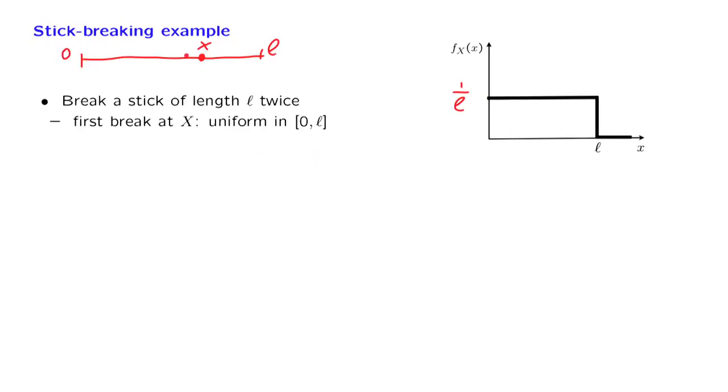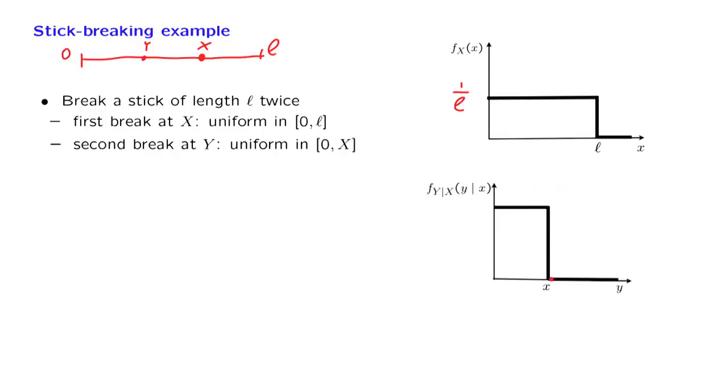Then we take the piece of the stick that we are left with, which has length x, and we break it at a random location, which we call y, and we assume that this location y is uniformly distributed over the length of the stick that we were left with. What does this assumption mean? It means that if the first break was at some particular value little x, then the random variable y has a conditional distribution which is uniform over the interval from 0 to x. So the conditional PDF is uniform.